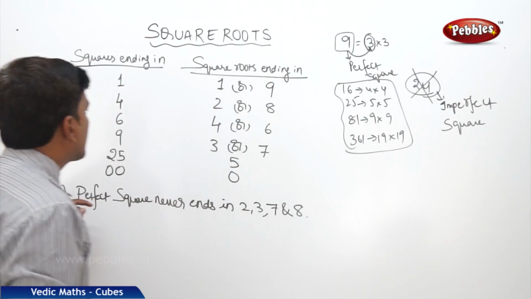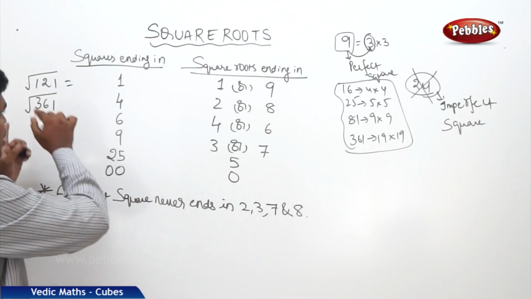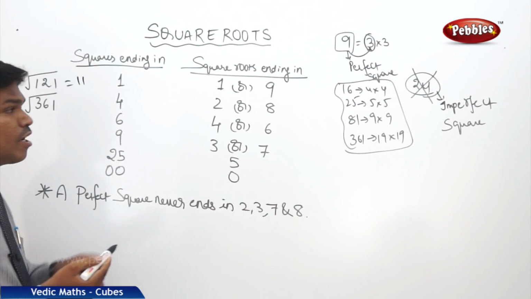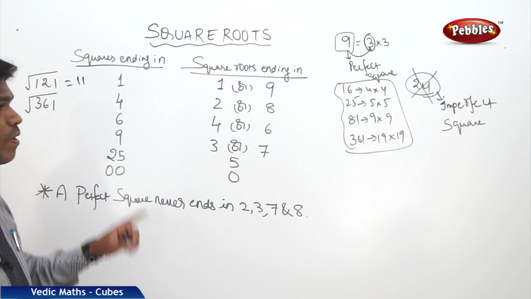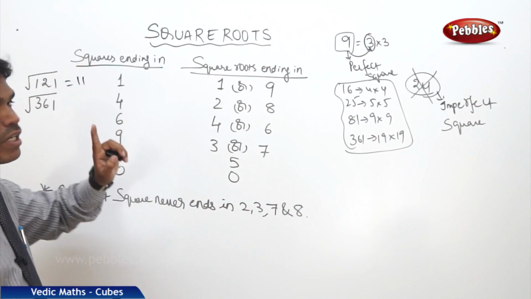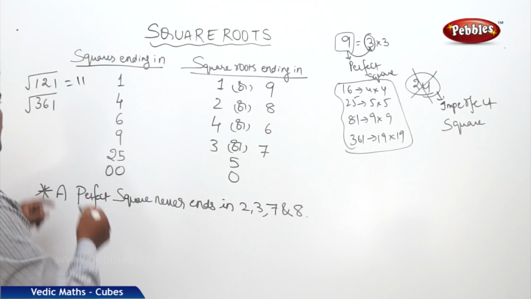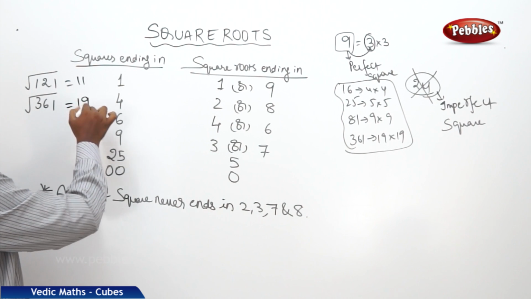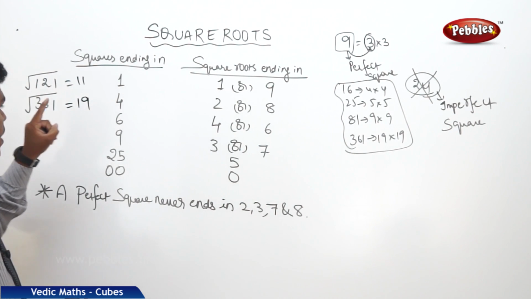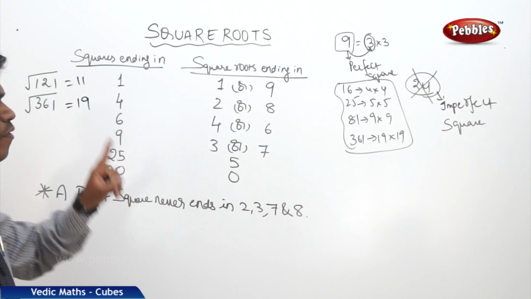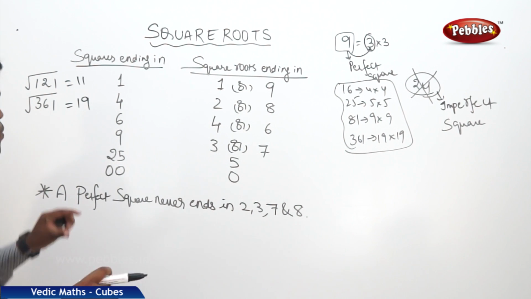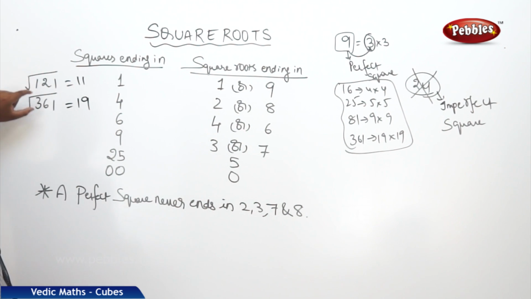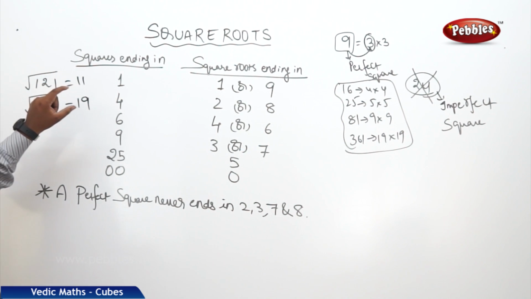Similarly, here for 121, its square root is 11. That means by multiplying 11 by itself, we got this product as 121. That's why the square root of 121 is 11. Similarly, what is the square root of 361? 19. Why? Because by multiplying 19 with 19, we got the product 361, which is a perfect square. Now you see here, both 121 and 361 are square numbers only.